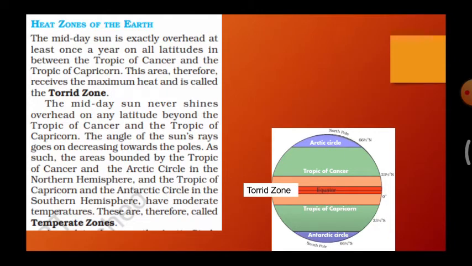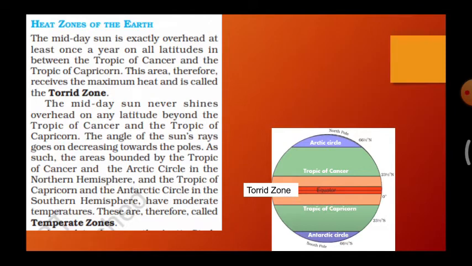So, children, they have marked it in a red or orange color. Why? Because mostly in that area, the direct sun rays will fall. It is not that it is nearer to the sun, but the rays fall exactly in that area, so that area has the maximum heat, so we call that area the torrid zone.